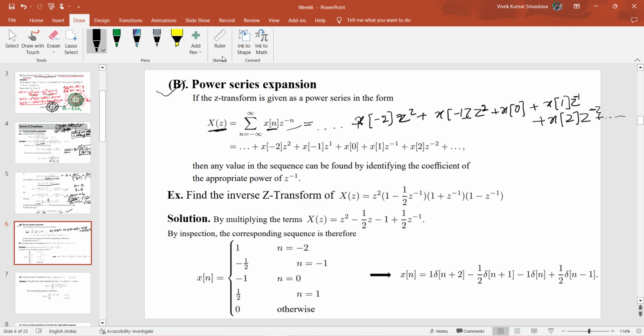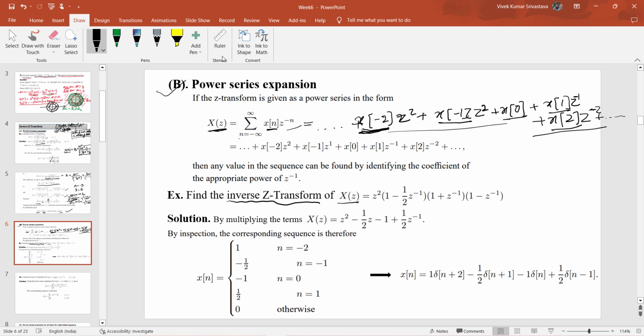Okay, so once you put the value of n here like 0, 1, 2, you will get this kind of expansion. Now for determining the inverse z transform you have to just determine these coefficients. By determining these coefficients you can easily determine the inverse z transform. Here I am taking one example. We have to determine the inverse z transform of x of z.